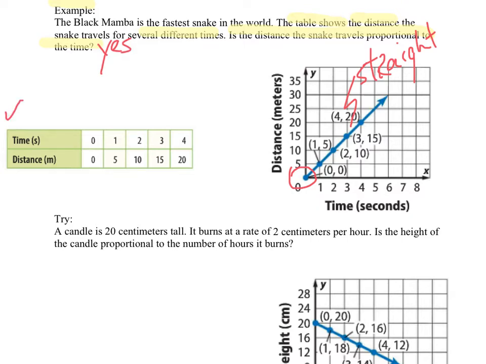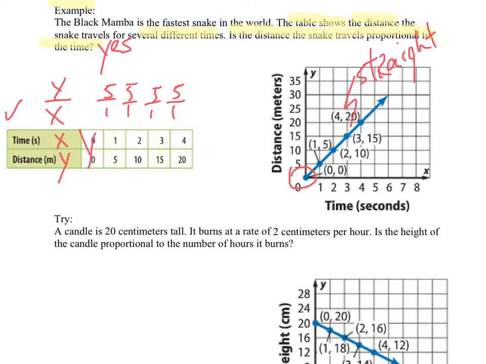You can check your answer by finding the unit rate of the two quantities involved, which is time in seconds and distance in meters. We always report this y over x. We see that this is 5 over 1. This is also 5 over 1. This is also 5 over 1. And the last one's 5 over 1. So they are all equal. This means there's a proportional relationship between distance and time.